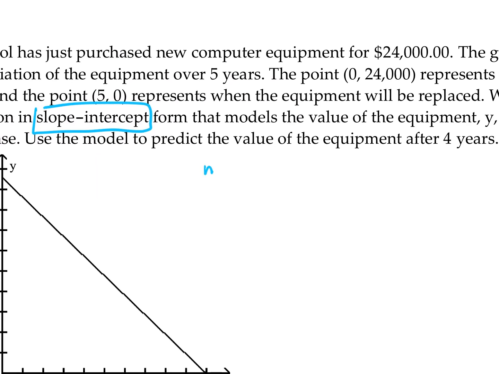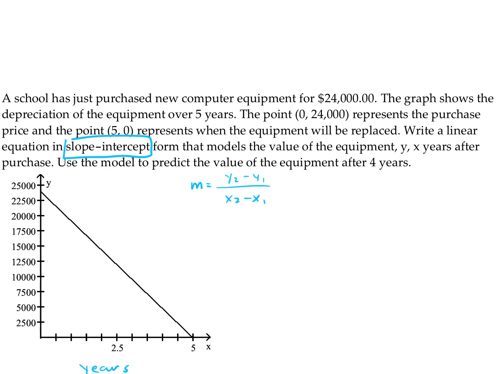We can use our slope formula, which is y2 minus y1 over x2 minus x1. Now remember, we can always use rise over run and just count, but here it may be hard to tell the values from the graph, so we can just plug in 2 points. We can use this point as our x1 and y1, and then our other point, (5, 0), can be our x2 and y2. So let's plug in our values.